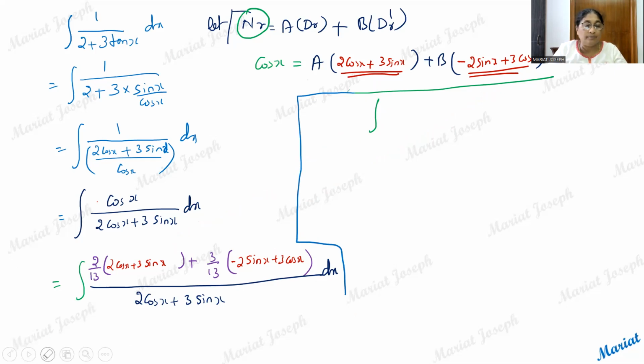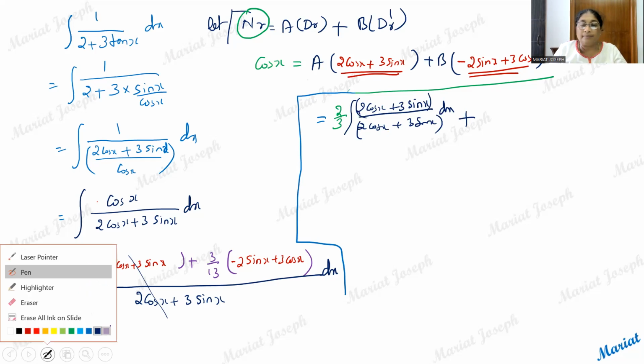Is equal to what comes now? 2 by 3 is the A. Inside the integral, what comes now? The numerator and denominator here should get cancelled now. So 2 cos x plus 3 sin x upon 2 cos x plus 3 sin x dx. Here the whole thing will get cancelled, the first one. Then plus 3 by 13, second one.